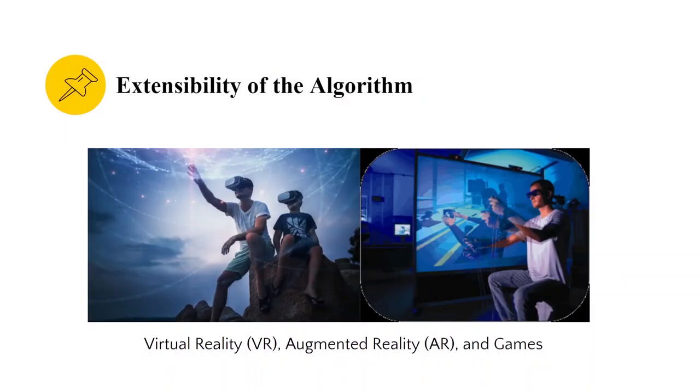The algorithm also has many venues in multimedia applications, not only for movies but also VR, AR, and games. We can extract scene data to figure out the context, such as which item the user is interacting with, the atmosphere or environment, etc., then automatically create haptic effects.